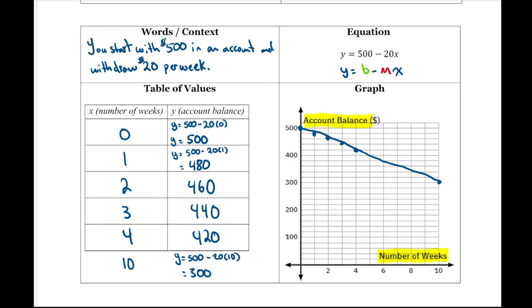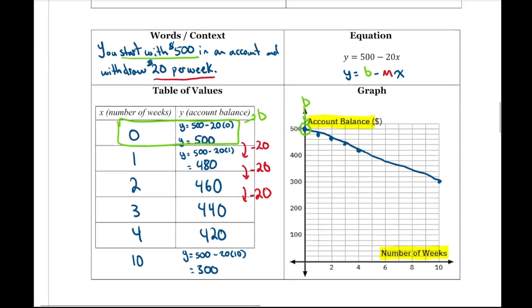So the main thing here, we've done this type of thing before with the different representations, going between words, an equation, a table of values, and a graph, and understanding how we can find the B value, whether it's from a table or a graph, finding the multiplier. So the idea, it's the same thing that we've done before.